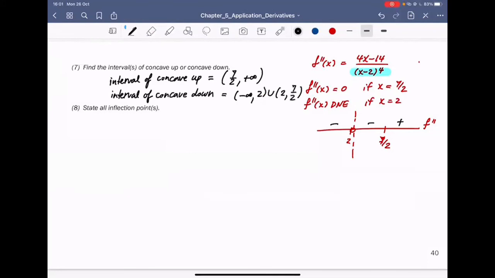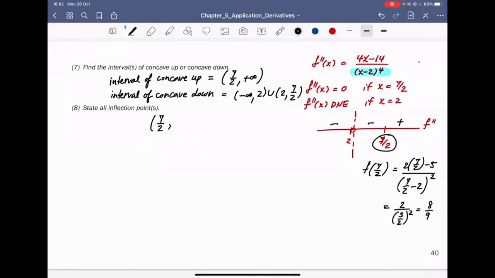So 2 to 7 over 2, this is the interval of concave down. Well, so the inflection point is going to be at 7 over 2. So I can plug in f of 7 over 2, and then I can compute that thing. Well, it's going to be a little bit of computation: (x - 5) over (x - 2) squared, and this is going to be 2 over (3 over 2) squared, which is going to be 8 over 9. All right, good.